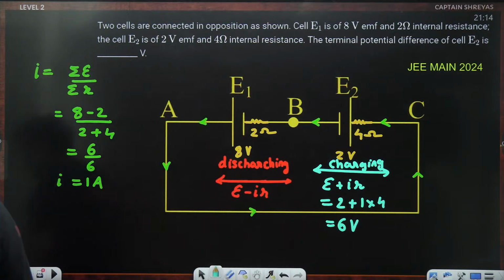No need of KVL also. Use directly E minus IR or E plus IR. Using KVL also you can get it.